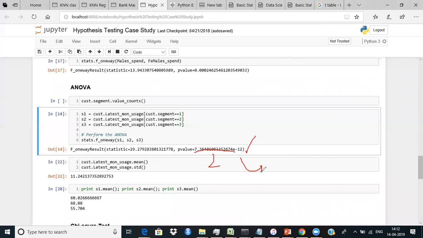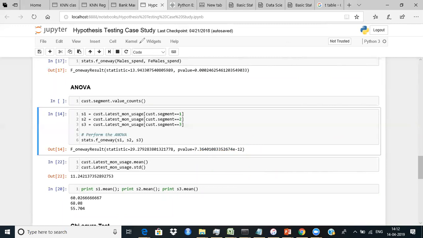Now, since you are converting a two-tailed to a one-tailed, you need to also know in which direction the null is rejected. Is it rejected in the less than direction, or is it rejected in the greater than direction? For that, you look at the sign of the test statistic. If the sign of the test statistic is positive, it means it has been rejected in the greater than direction. If it is negative, it means it has been rejected in the less than direction.